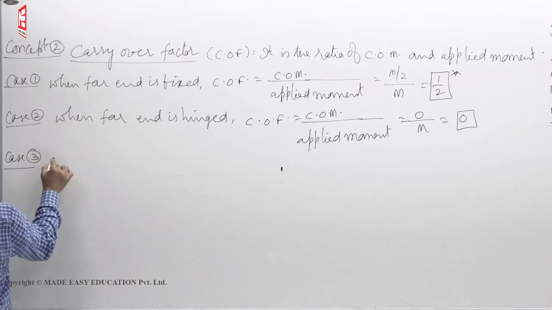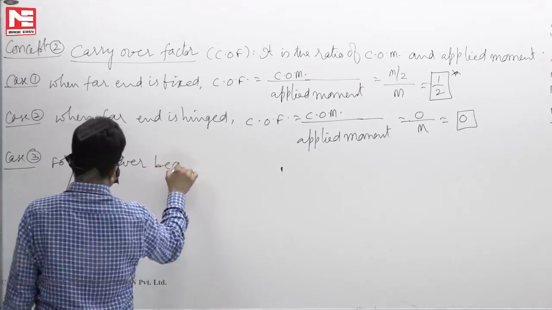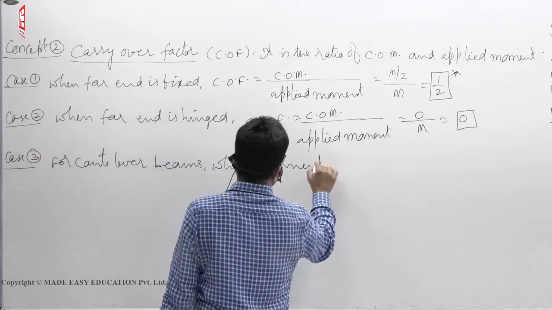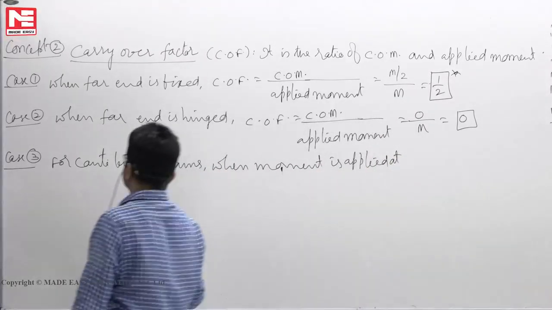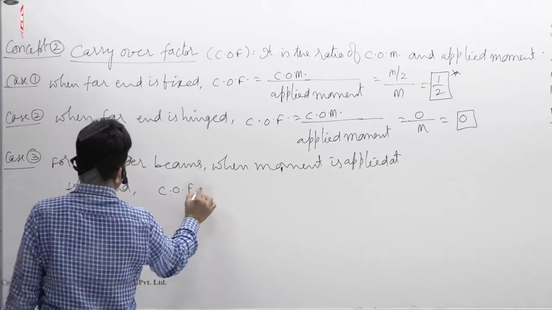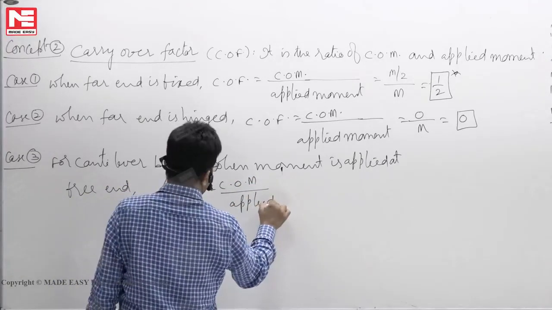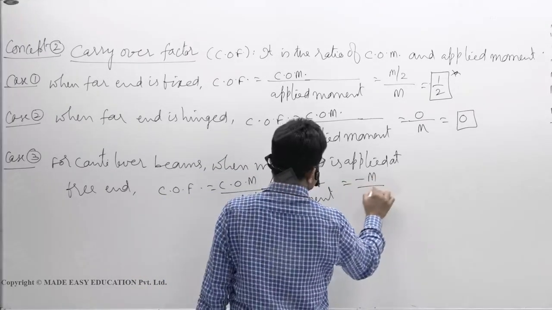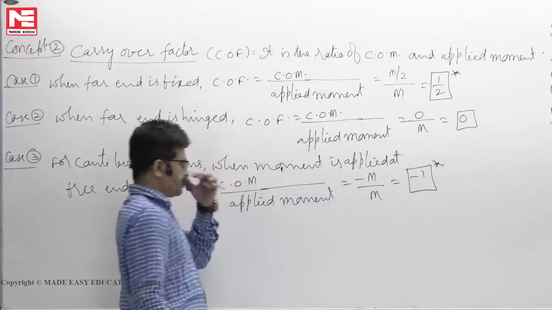Case 3, for cantilever beams, when moment is applied at the free end, carryover factor is equal to carryover moment by applied moment. Carryover moment is minus M, applied moment is M. So carryover factor you will get is minus 1.